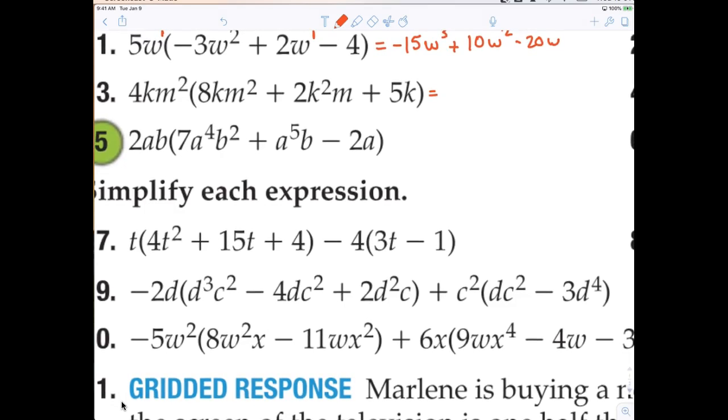And now, I'm distributing 4km squared. If I'm distributing 4km squared, I should get 32k squared m to the fourth plus 8k cubed m cubed plus 20k squared m squared. Anybody have any issues?